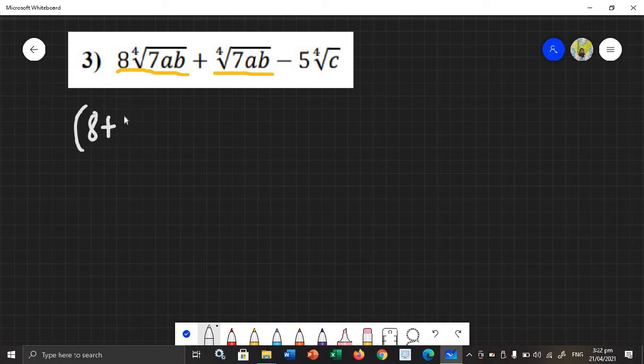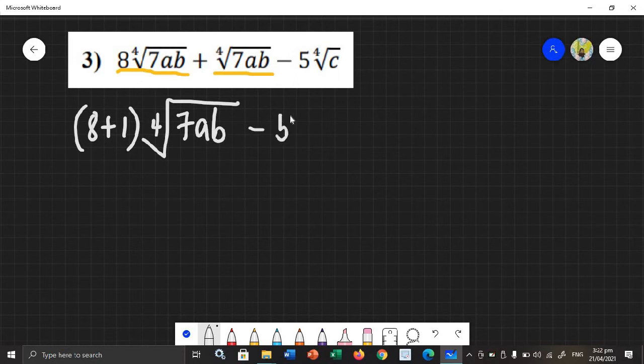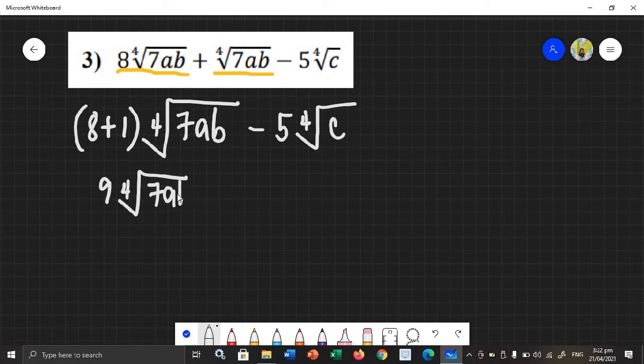Pag walang coefficient, that is 1. And then copy natin yung radical. So we have fourth root of 7ab. And just copy this one. So, minus 5 fourth root of c. And then, i-add natin. 8 plus 1, we have 9 fourth root of 7ab minus 5 fourth root of c.